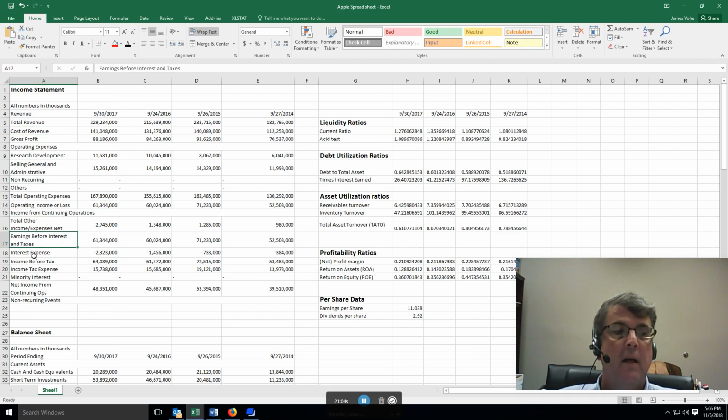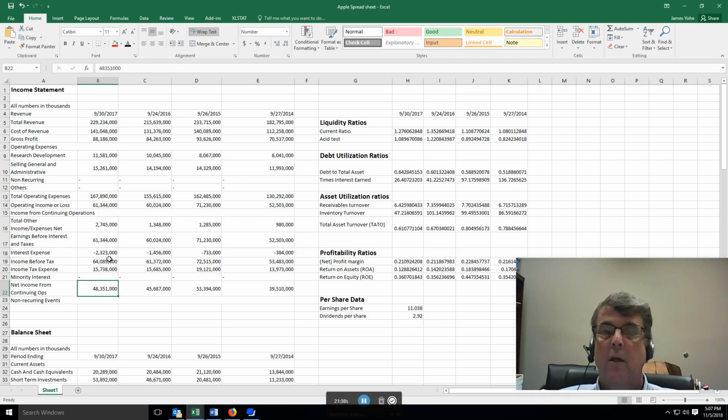Then we take out interest expense, income before taxes, income tax. That gives us income before taxes. I'm sorry. Then we take out income tax expense, minority interest which we don't have any, and then net income from continuing operations. That's going to be the net income. That's how much this company made in profits after it paid for everything it sold, after it paid for all its operating costs, and after it paid interest and other expenses.